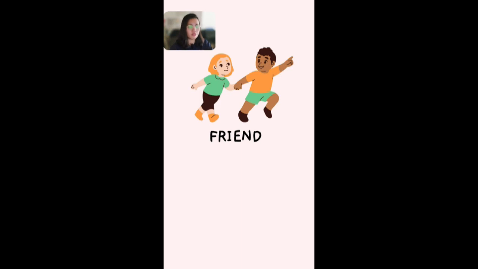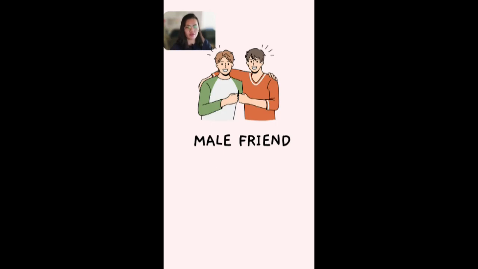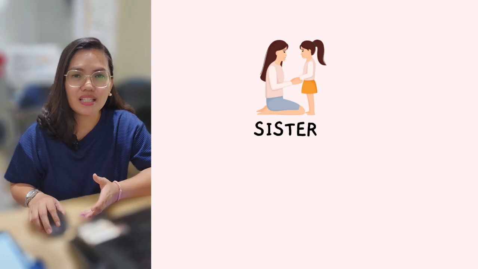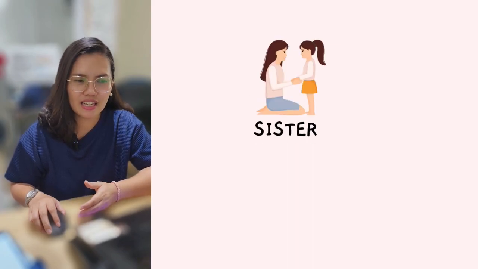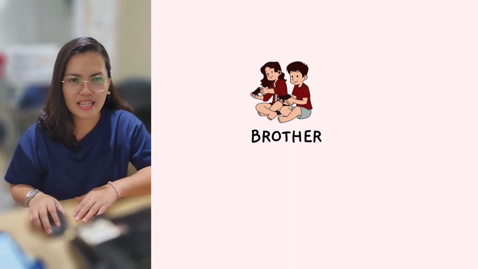Next one, we have, what is friend? Very common for me to say this in all my videos. So friend is higala. Next one, female friend. Okay, what is female friend? Okay, that is amiga. Okay, and the short form is miga. Next, what is male friend? Okay, that is amigo. Short form, migo. Okay. Can you remember what's sister in Cebuano? Sister is igsuong babae. Next, brother. Brother is igsuong lalaki.